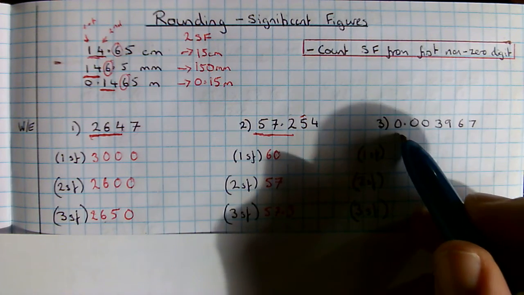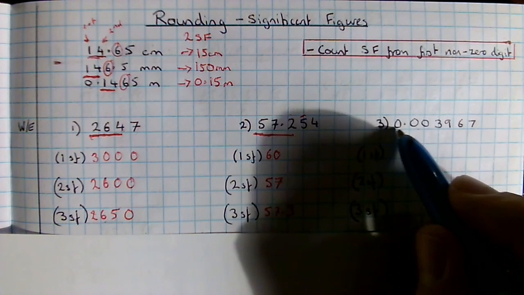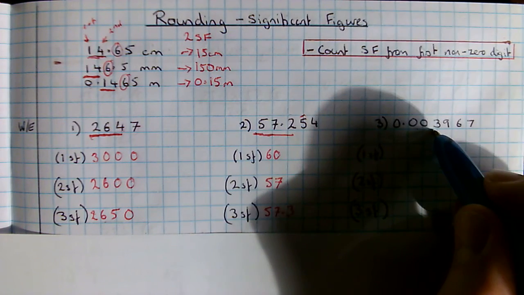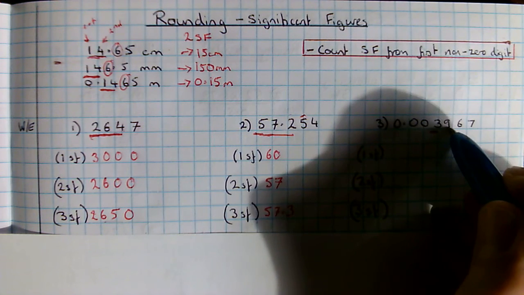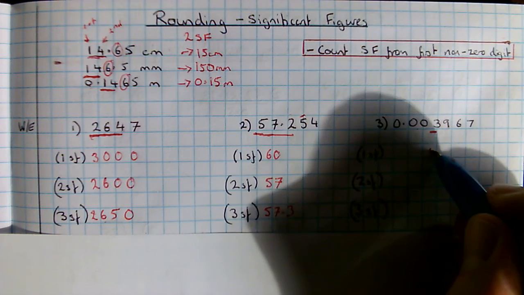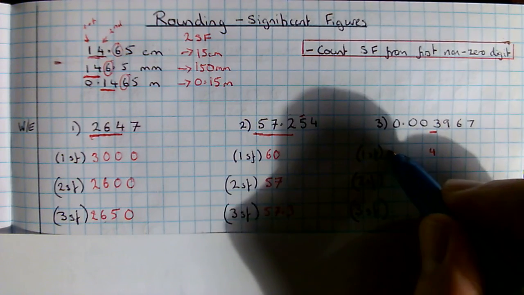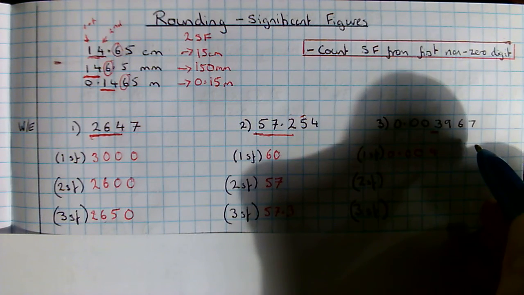tend to make mistakes. Remember, my first significant figure doesn't include these leading zeros at the beginning. So here is my first significant figure. Let's look at what that 9 does. It's going to push that up to a 4. I'm going to need to keep in my zeros to maintain the place value of that 4.